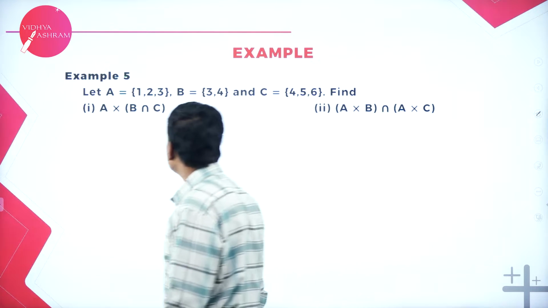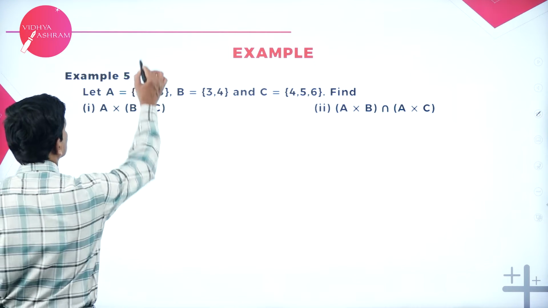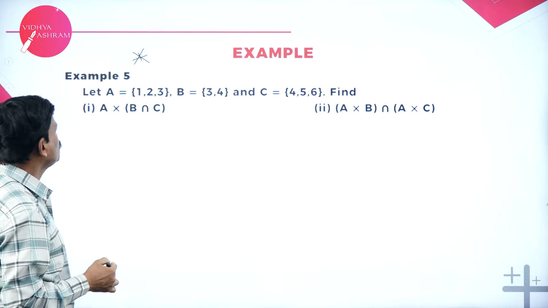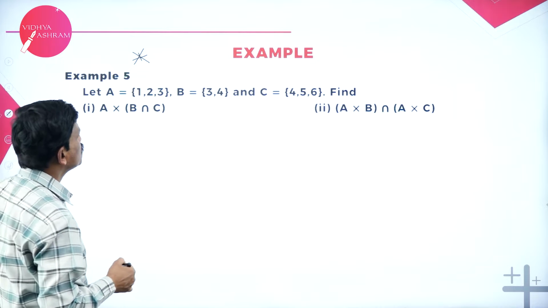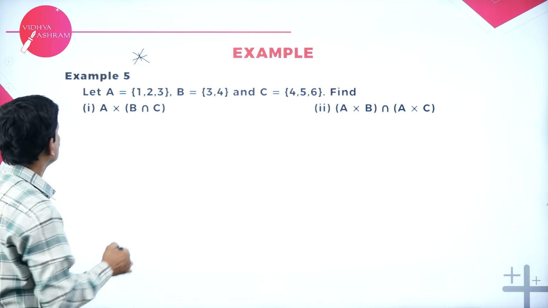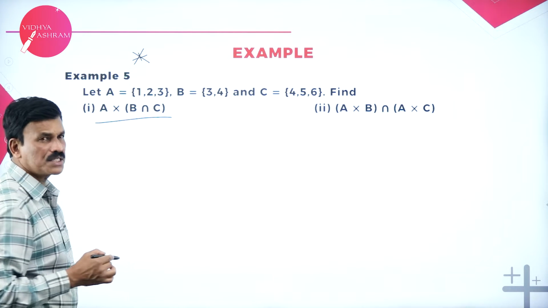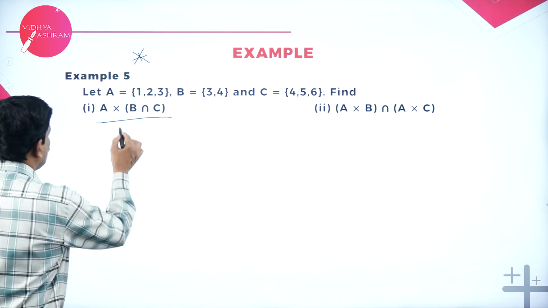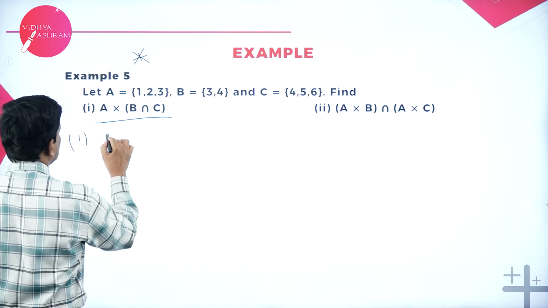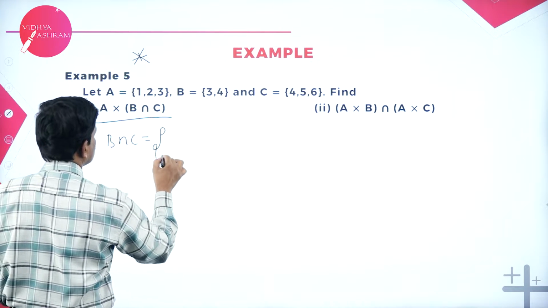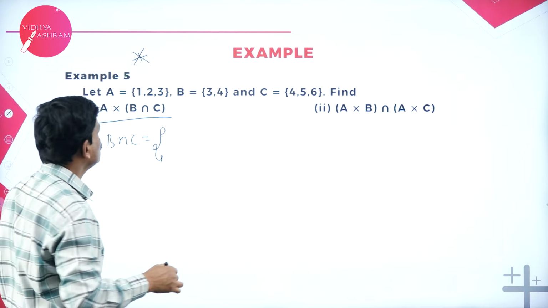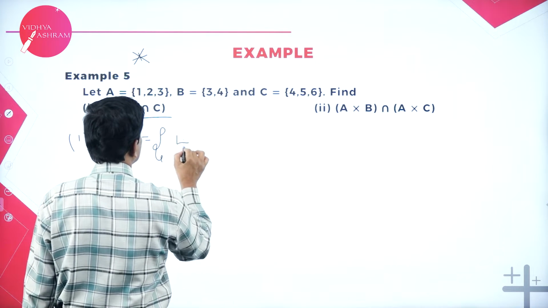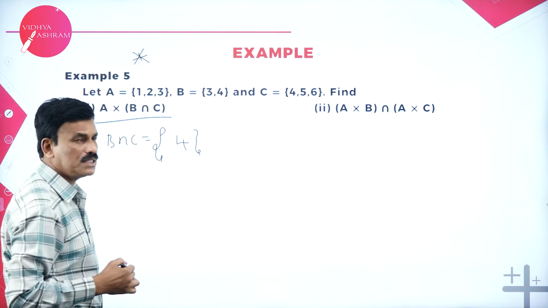Okay. Now, let us come to this example. This is very important. It's a 3-marker question. Let A is equal to {1, 2, 3}, B is equal to {3, 4}, C is equal to {4, 5, 6}. Find first one, A cross (B intersection C) and second one is (A cross B) intersection (A cross C). Now, first find out here B intersection C. Intersection means the common elements in B and C. So, here we don't have 3 and the common element is 4. 4 is the common element.